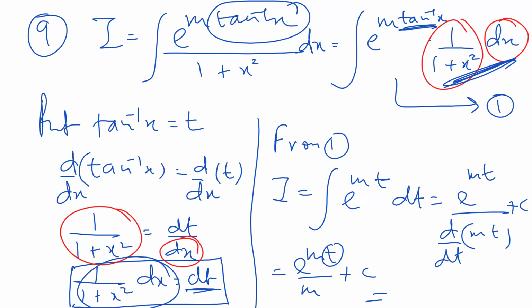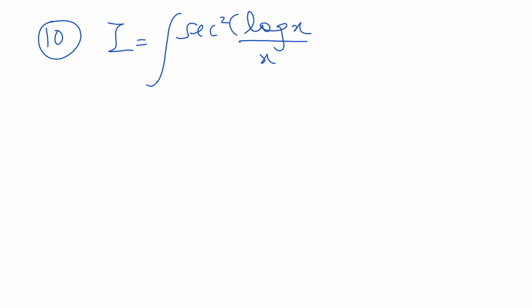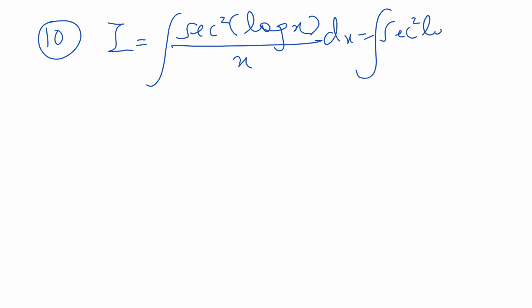Let's go to question number 10. Integration of sec square log x the whole upon x dx, which is equal to sec square log x into 1 upon x, because the derivative of log x is 1 upon x and it is present in the problem. Let this be equation number 1.